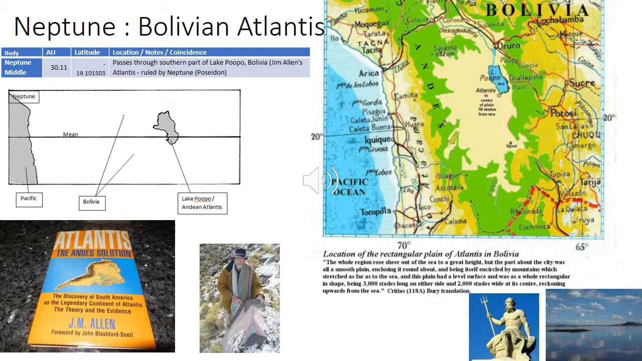Now this is an absolutely fascinating one. We're coming to the Neptune latitude here. Neptune being Poseidon for the Greeks, of course. Now the mean Neptune distance goes right through Lake Poopó in Bolivia, and this is the location that's been identified as Atlantis by Jim Allen, his book on the bottom left there.